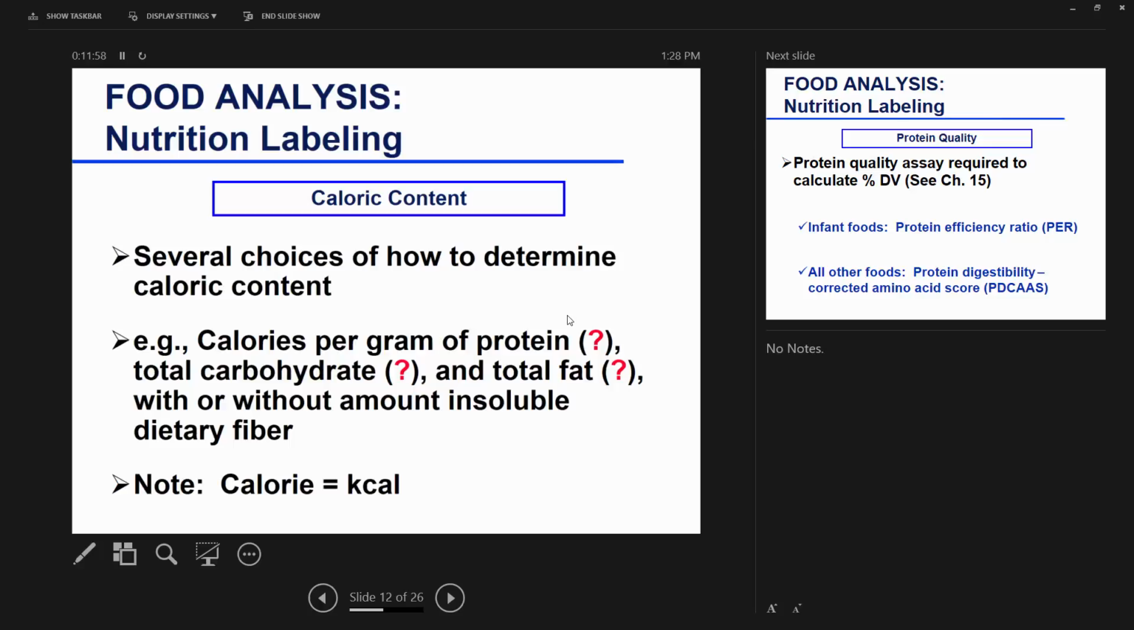All right, so the caloric content. How do you determine the caloric content? There are 2 ways, the most common ways that they do it. One is calculation, and the other one is also calculation, but they subtract the amount of insoluble dietary fiber because it's not digestible, we don't get calories from it. So instead of just accounting for total carbohydrate, they take the total carbohydrate, subtract dietary fiber, and then calculate the calories. So a gram of protein is equivalent to how many calories?